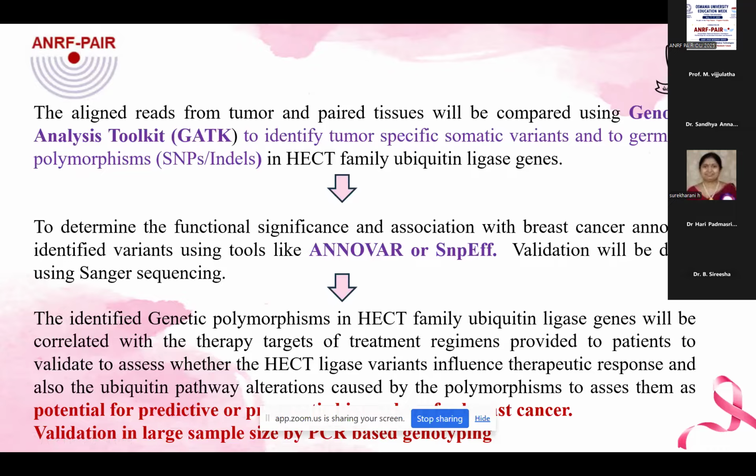Further, the identified genetic polymorphisms in the HECT family ubiquitin ligase genes will be correlated with the therapy targets of the treatment regimens provided to patients, to assess whether these HECT ligase variants influence the therapeutic response and also the ubiquitin pathway alterations caused by the polymorphisms. And they will also be assessed for their potential as predictive or prognostic markers for breast cancer. And further, the validation will be carried out in a large sample size by PCR-based genotyping.